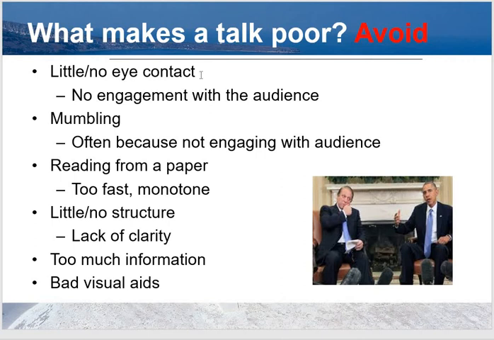Little or no eye contact. He has no eye contact with President Obama. No engagement with the audience. He is not hooking the attention of the audience. Mumbling. Mumbling means you cannot speak clearly. You just mix up different sounds. Reading from a paper, this is very bad. Or you read too fast, or there is only monotone. Monotone means there is no rise and fall. Little or no structure in the presentation. Clarity is missing, or too much information and bad visual aids. These are the characteristics of bad presentation, so you should avoid them.